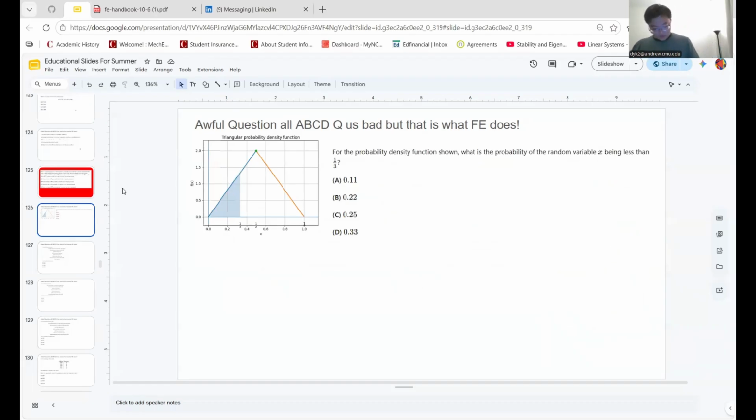For the probability density function shown below, what is the probability of the random variable x being less than 1/3? Okay, so here x is 1 divided by 3. The total probability has to equal 1, so let me just check that real quick. If it's not 1, then we have a big problem here, and this question is ill-posed too.